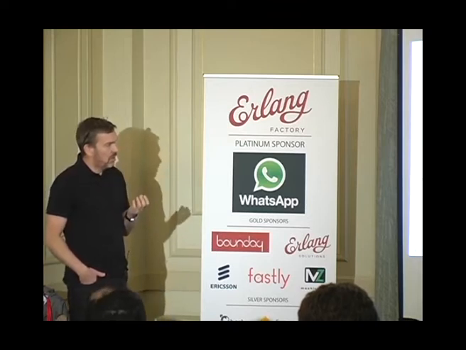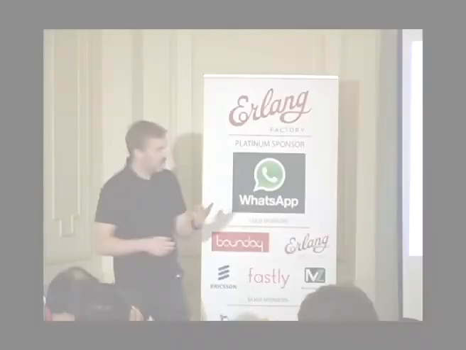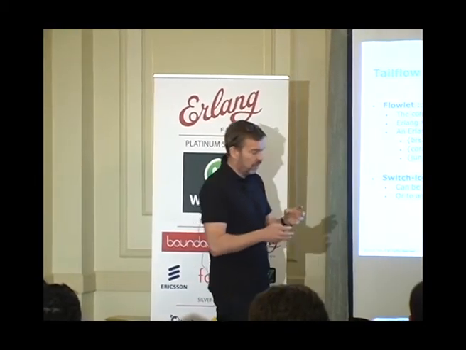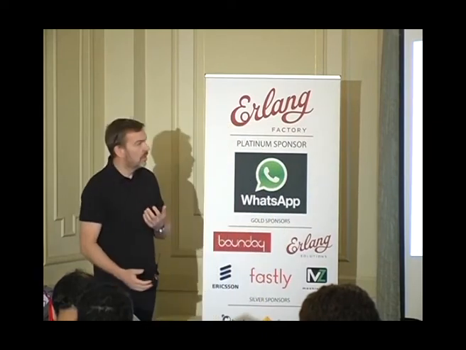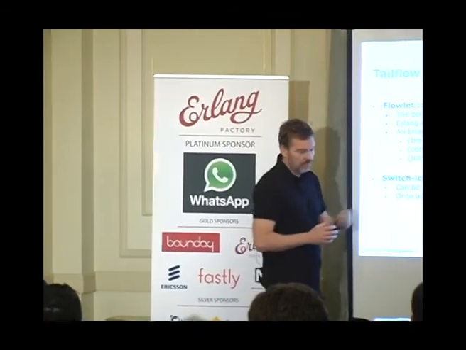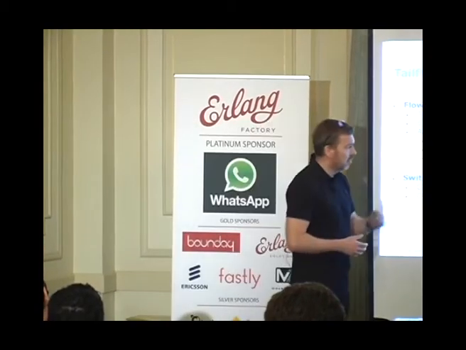So the Flowlet itself consists of the Erlang code, the Erlang module which implements the actual logic, and then the configuration which is specific for that Flowlet is described in a Yang module. And Yang is this modeling language I was telling you about. The Flowlets are then ordered in these execution stacks. And when a packet enters through this stack, the Flowlet can decide by returning one of three possibilities. When it has finished executing, it can return break, which means, okay, do not continue to execute the Flowlets in the stack. Stop executing, we are done. Or it can say continue, and that means, all right, call the next Flowlet in the stack. Or it can say jump to another stack, and continue executing.